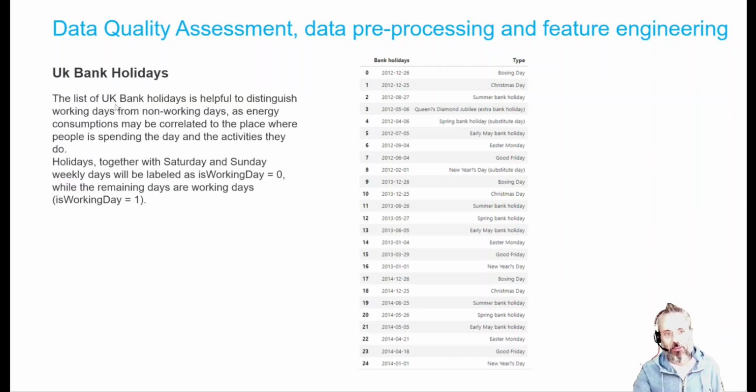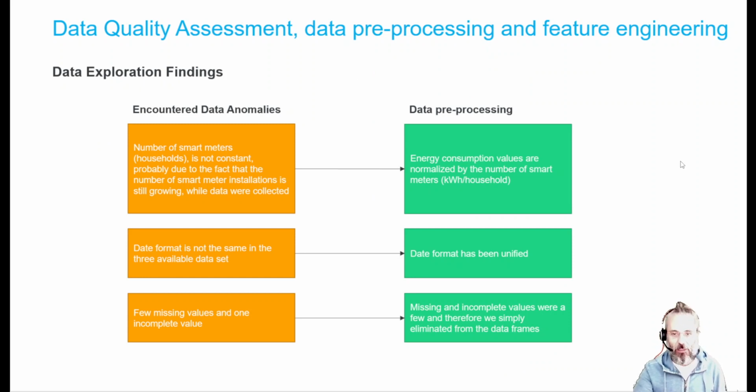And then finally, we also have UK bank holidays, which is a list of bank holidays for the 3 years of data provided. So let's see the summary of the findings for this data exploration. The first point was smart meter. They were not constant, so they are changing with time, probably due to the implementation phase. So we had to normalize the energy consumption with the number of households.